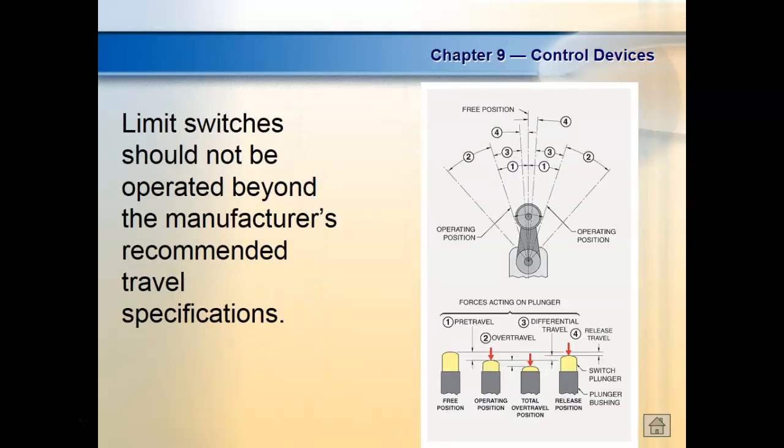So some of the things are the degrees of operation. Does it contact in one direction or is it dual direction? How far can you cause this thing to deflect without messing it up? A limit switch should not be operated beyond the manufacturer's recommended travel specifications. So if you have to replace a limit switch, you need to buy one that's got the same specs. You don't necessarily have to buy from the same company. You just need to understand the specs so you know what you need to buy. Are we okay?